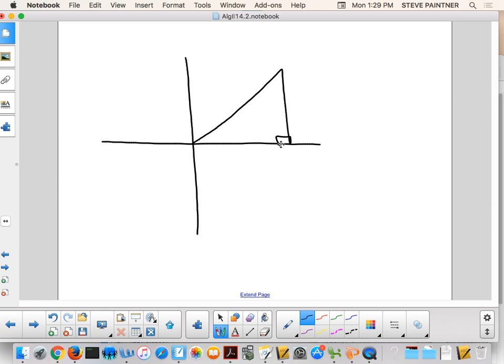Positive. Are they all positive? Yes. Because x is what? X is positive. Y is what? Positive. The radius is always positive. So would you agree all trig functions are positive in quadrant 1? Yes. Okay. How about quadrant 2?